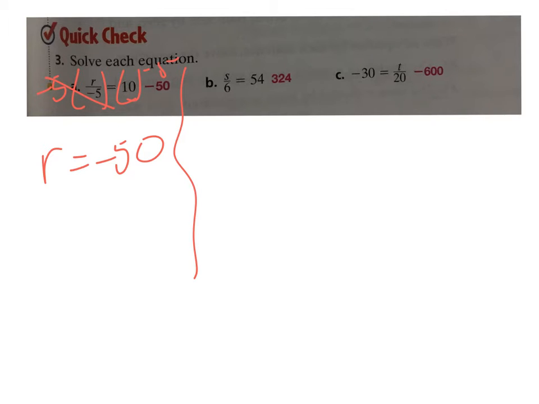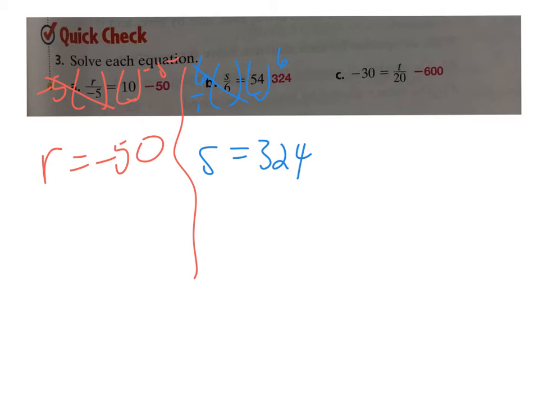Over here, I'm going to multiply both sides by 6. That gets rid of the 6's. So s is, now here again, you have to multiply. 54 times 6. And you can do that. I know you know how to multiply. So that is 324, by the way.